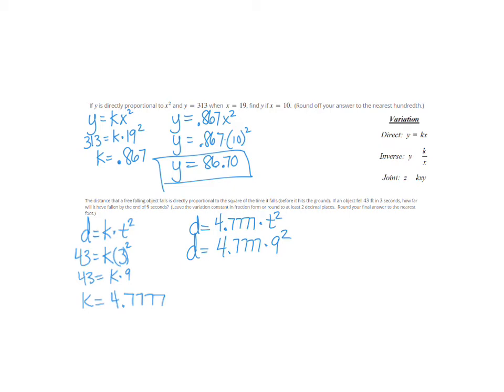And again, I just typed that in my calculator quickly, so I ended up with the distance being 387, and it says to round to the nearest foot, so I just rounded it right to there. All right, let's keep going.